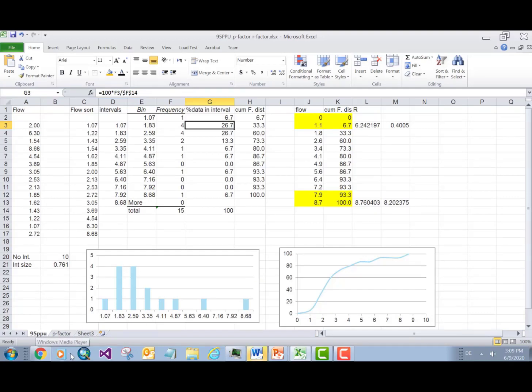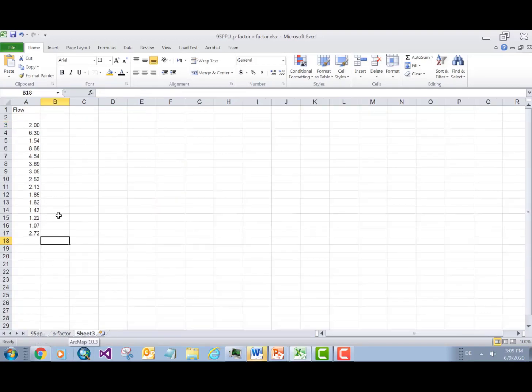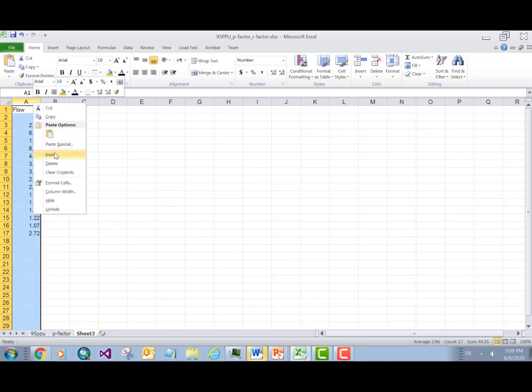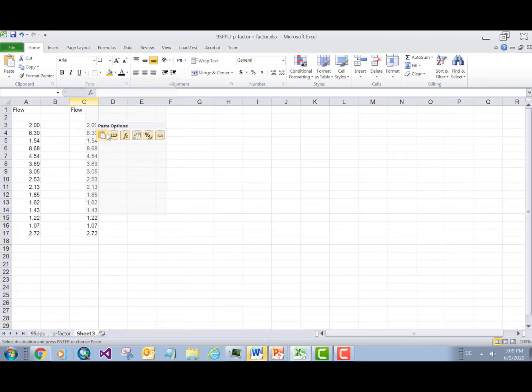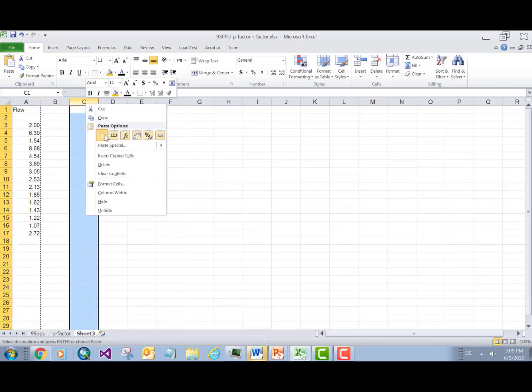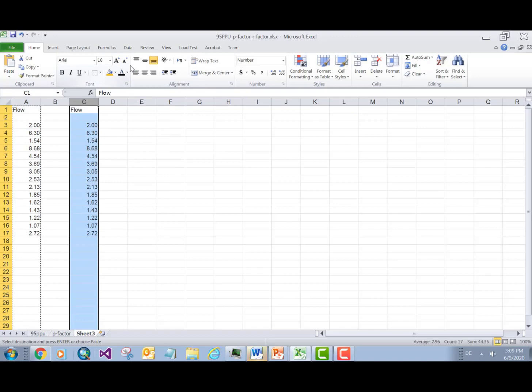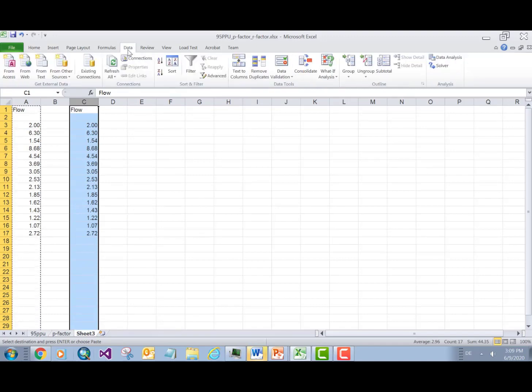I did this once, but I'm going to go through it step by step here and show you how you do it. So this column is my flow. And I'm just going to copy this and paste it here so I can sort it. And then I sort my data. I go to data, and sort it. Let me just bring it down because we need that space.